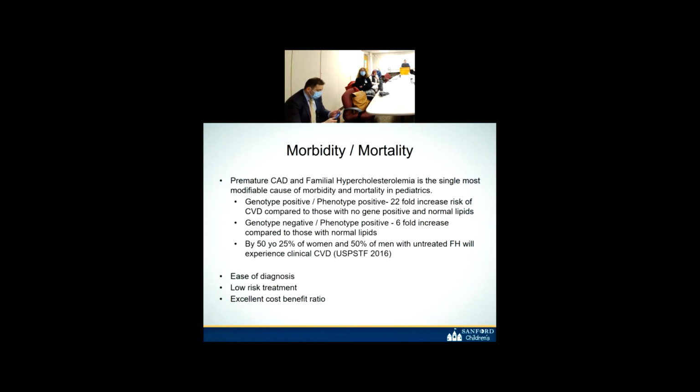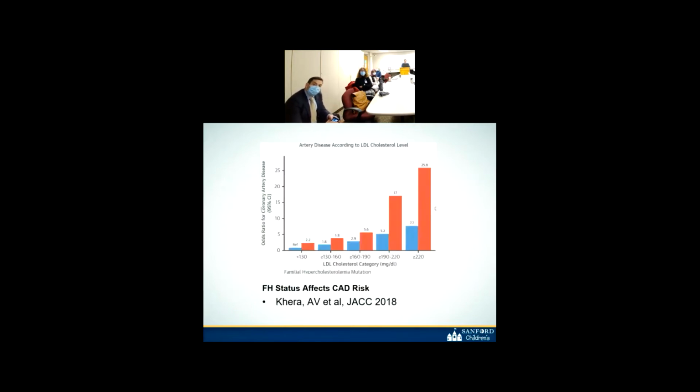And then given the ease of diagnosis of this, the low risk treatment that we can do, and the excellent cost-benefit ratio that's been proven throughout the world, especially in countries like Norway and the Netherlands, this is something that we wanted to stress today, that as pediatricians, we can all screen and really make an impact.